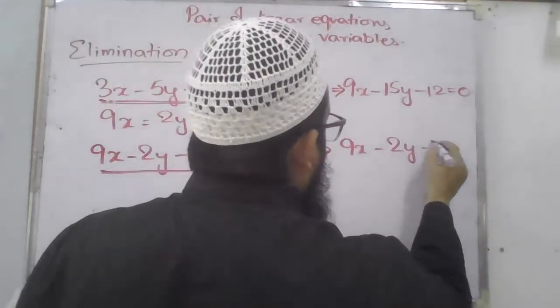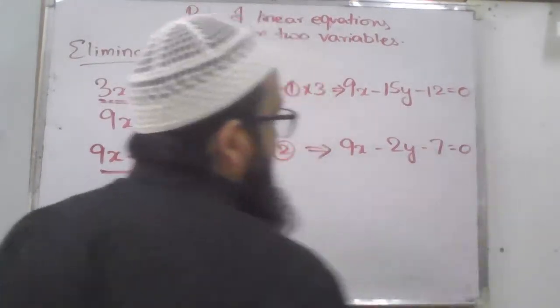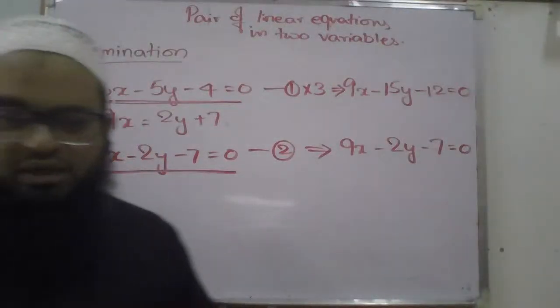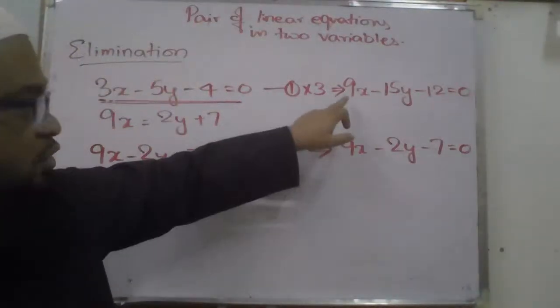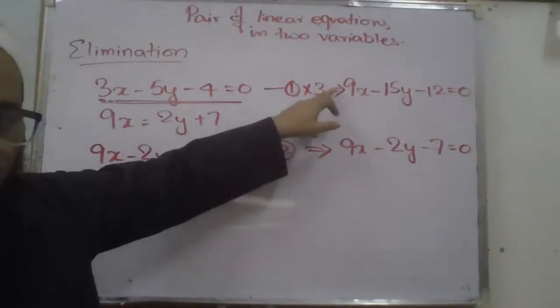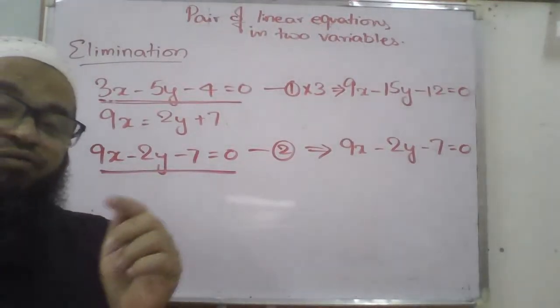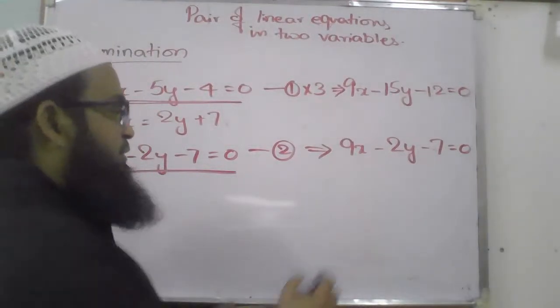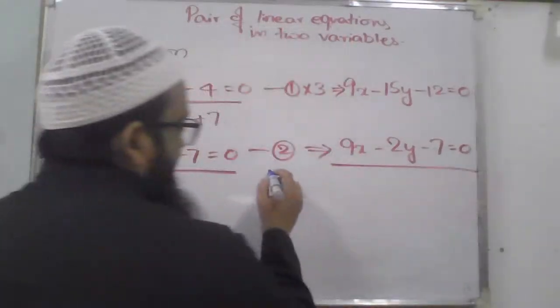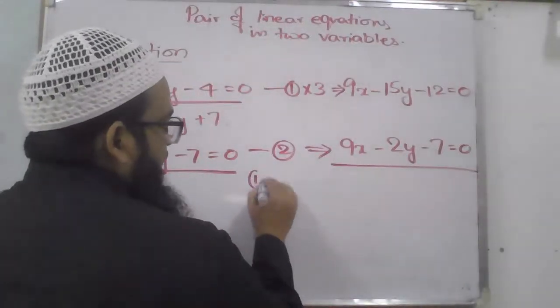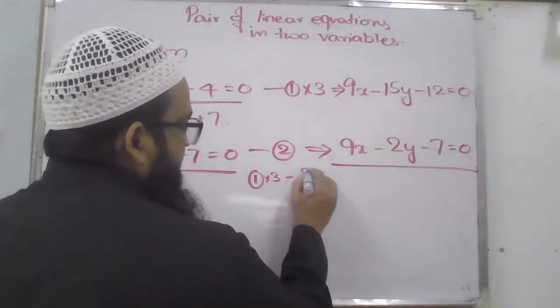9x minus 2y minus 7 is equal to 0. Now, my dear friends, see here, the coefficients of x, both are equal, 9 and 9, right? So when you have same signs, subtract. First equation into 3 minus second equation.